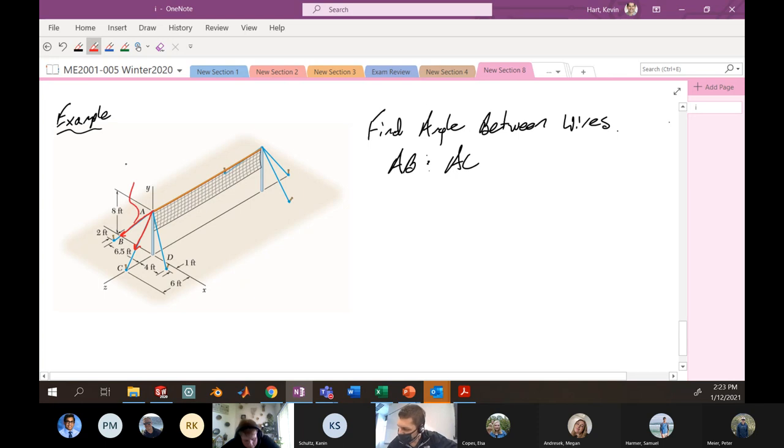I'm going to call this the position vector which arrives at B from A. And I'm going to call this one the position vector which arrives at C from A. And then the angle that exists between those two, we can see on the figure here, is this angle. This is the angle of interest that I care about. It's the angle theta. It's the angle that I want to know in this problem.